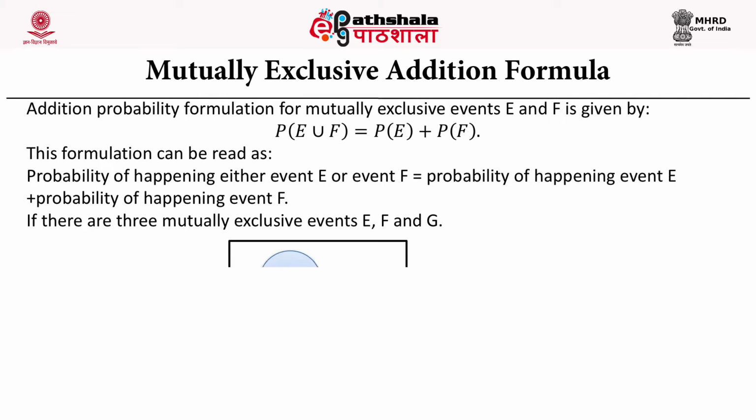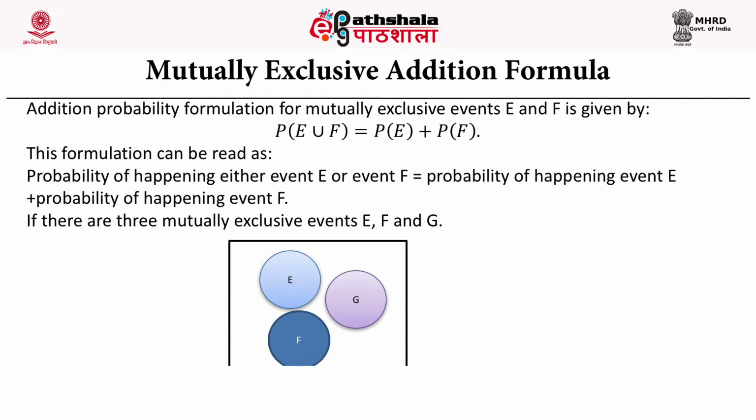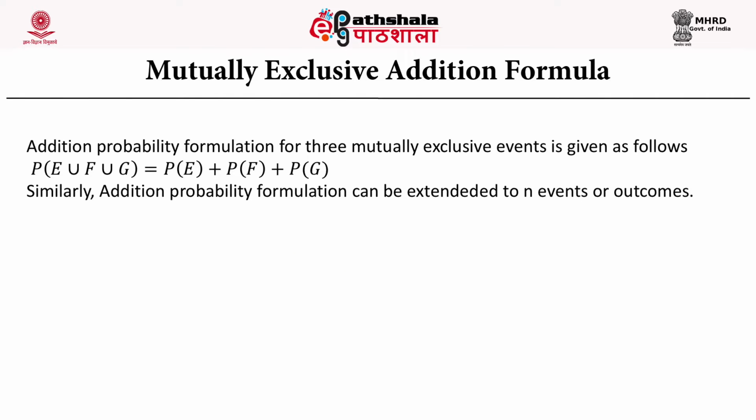This formulation can be read as probability of happening either event E or F is equal to probability of happening event E plus probability of happening event F. If there are three mutually exclusive events, the addition probability formula for this case is probability of E union F union G is equal to probability of E plus probability of F plus probability of G. Similarly, the addition probability formulation can be extended to any number of events or outcomes.